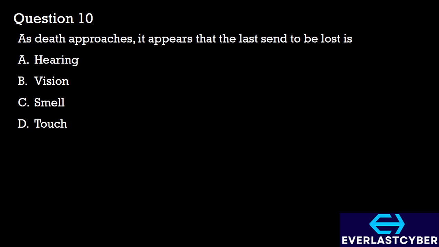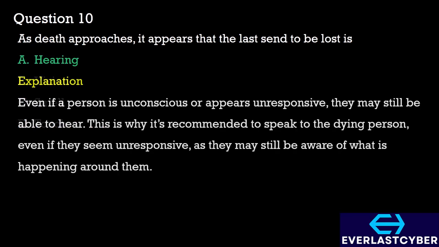For options B, C, and D, vision tends to decline earlier, and the person may lose the ability to see or have blurred vision as death nears. The sense of smell may also decrease earlier in the dying process. And while touch may be diminished, it typically isn't the last sense to go. It is often affected before hearing. So the last sense that is lost as death approaches is option A. And this is based on research and observations.